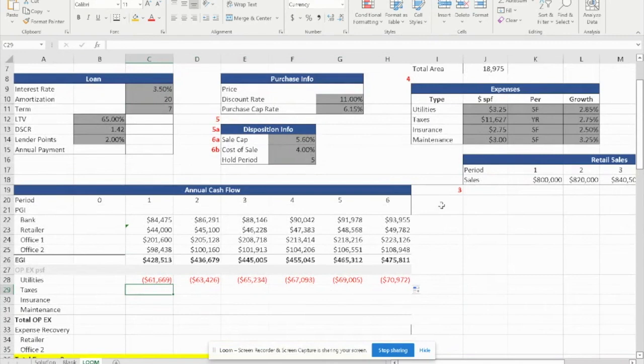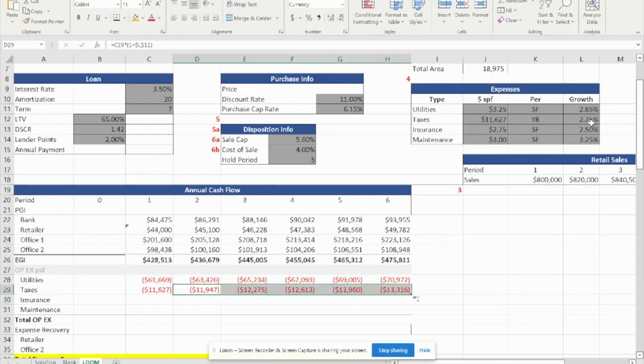For taxes, it's treated a little differently. Taxes is a flat amount. We're just going to make that a negative number. The taxes up here, it's $11,000. We're going to bring that down as a negative number, but it is growing at 2.75%. We're going to use the same growth rate formula, the previous year times open paren 1 plus the growth rate, and we're going to anchor the growth rate and close the parentheses, and we're going to drag it across to get to year 6 taxes at $13,000.